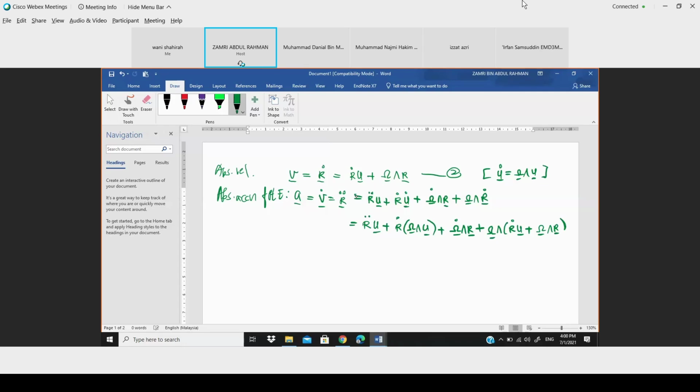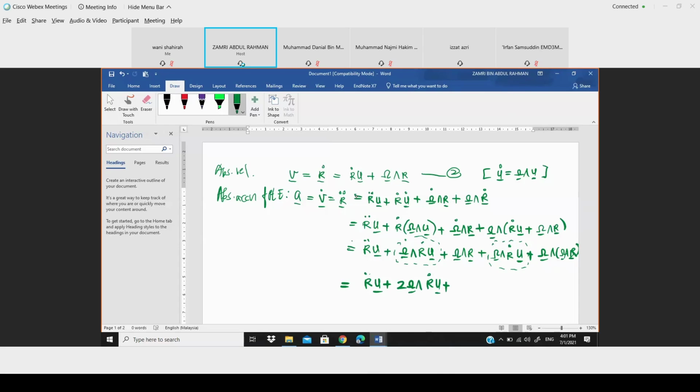Now we can simplify this. It becomes R double dot U plus, multiplying R dot to the second term, which becomes this now, plus omega cross R, plus we have omega cross R dot U, plus omega cross omega cross R. Here we have omega cross R dot U, and here we have omega cross R dot U. So then it becomes R double dot U plus 2 times omega cross R dot U plus omega dot cross R plus omega cross omega cross R, which is equation number 3.